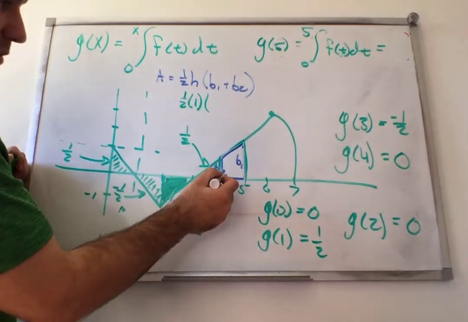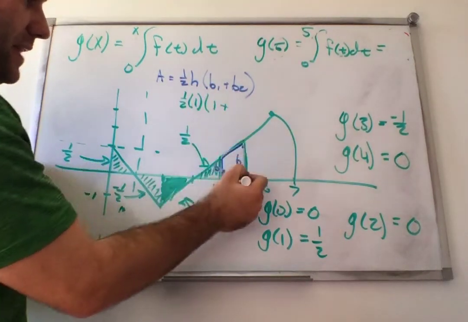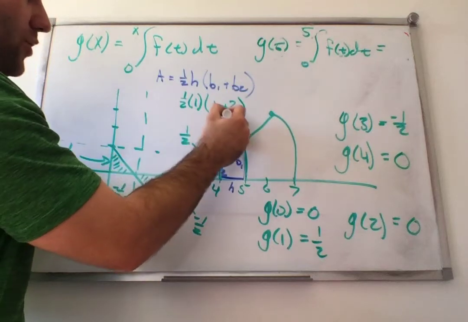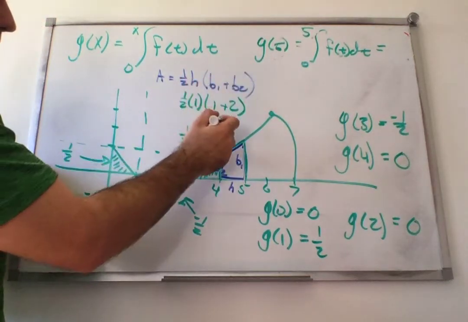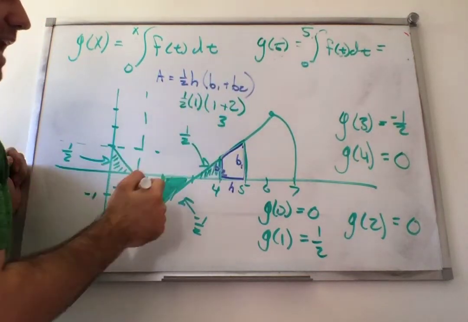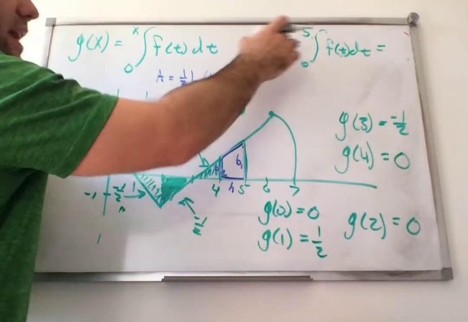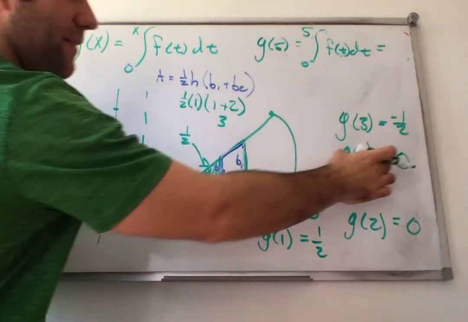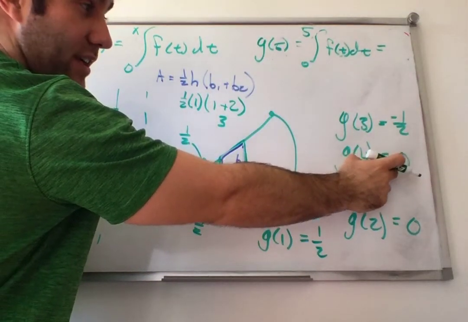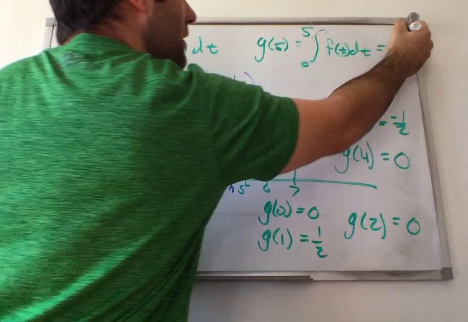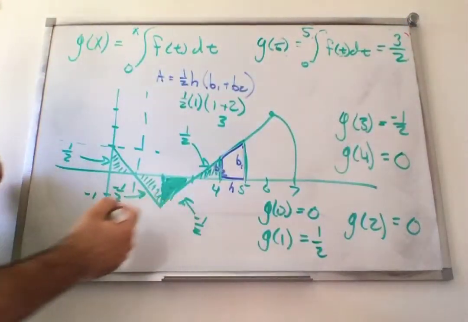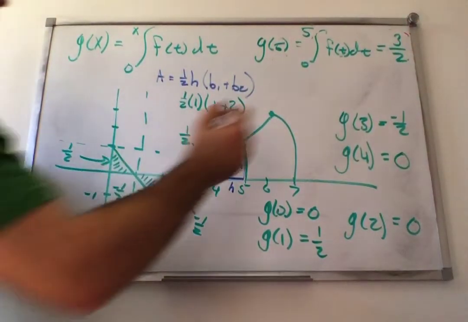The first base, well, this has a height of 1. This has a height of 2. This total has base 1 plus base 2 is 3. So 3 times 1/2 is 3 halves. So the integral from 0 to 5, if I add on from my previous area, 0, if I add on 3 halves, 0 to 5, the integral is equal to 3 halves. So now we have g of 5.